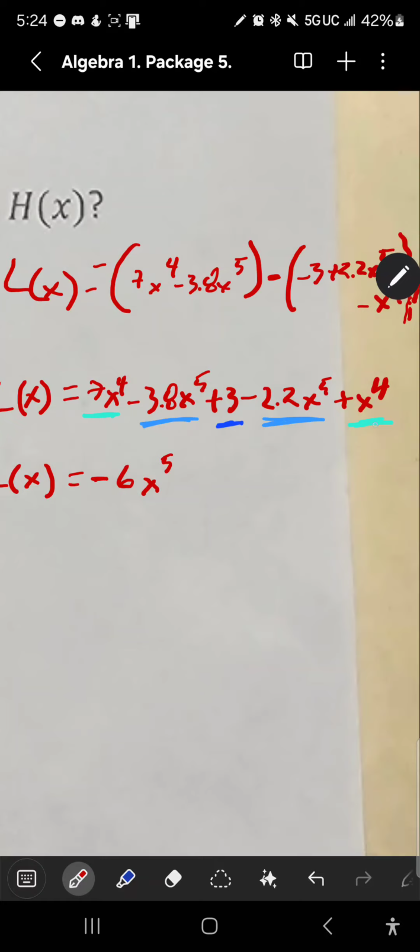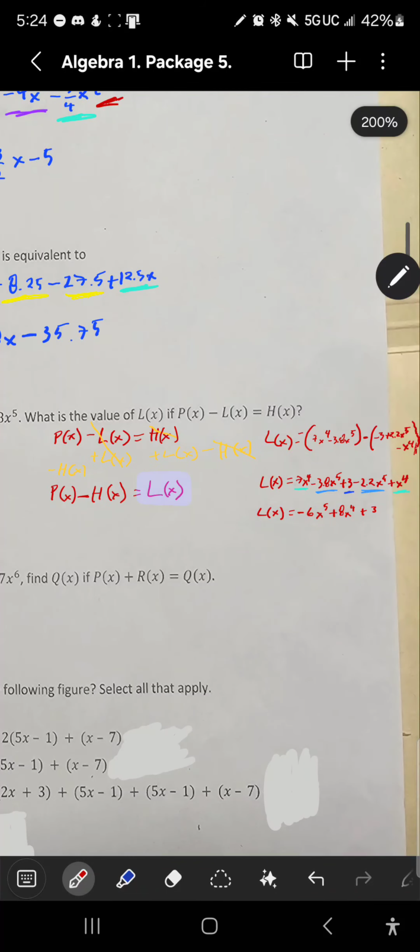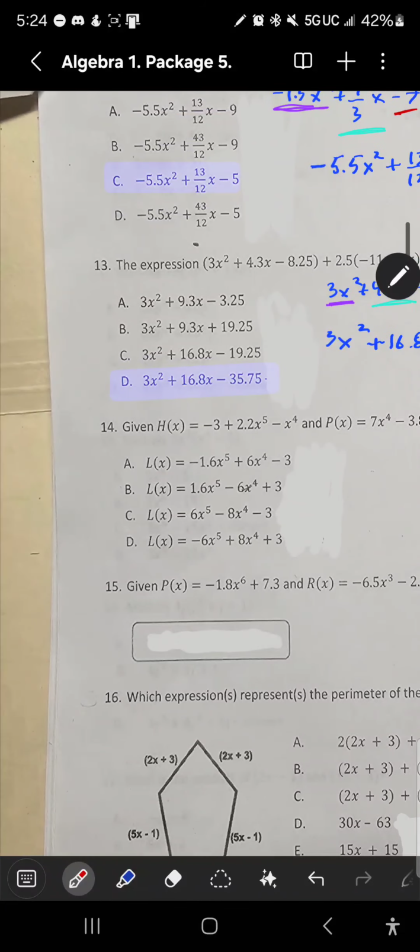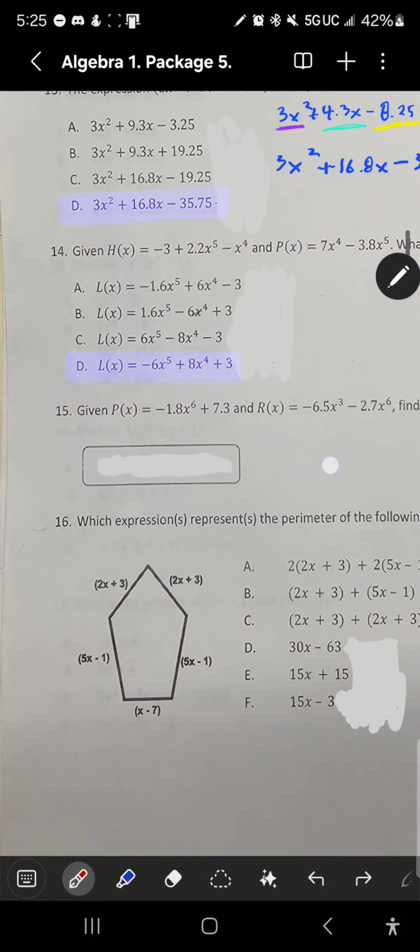Now I have 7x to the 4 plus 1x to the 4. They are both positive, so the answer is positive, and I add them. 7 plus 1 is 8, so plus 8x to the 4. And now the plus 3 is alone, so we'll leave the plus 3. Let me check the answer. Negative 6x to the 5 plus 8x to the 4 plus 3, and this is the answer. As you can see, that's the correct one.